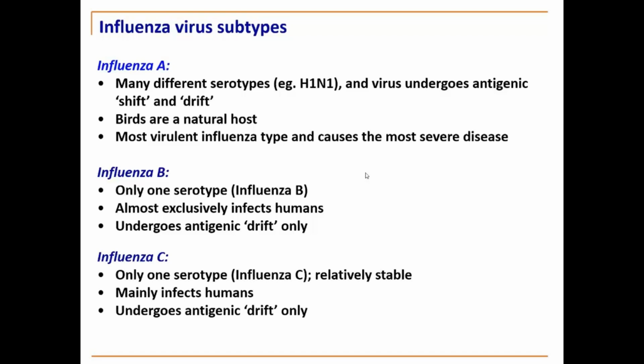And finally, we've got influenza C. There's only one serotype here, again, influenza C. It's relatively stable. It mainly infects humans, often children, and it only causes mild disease in children. And it undergoes antigenic drift only.